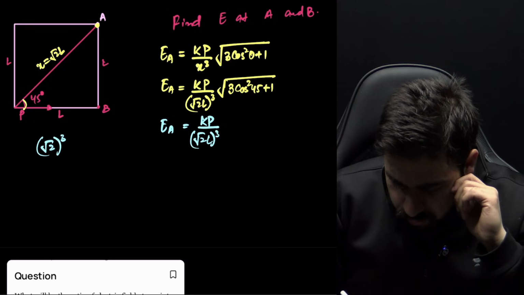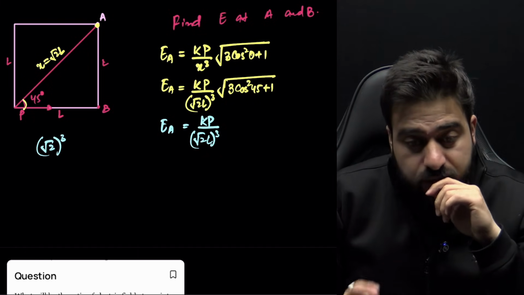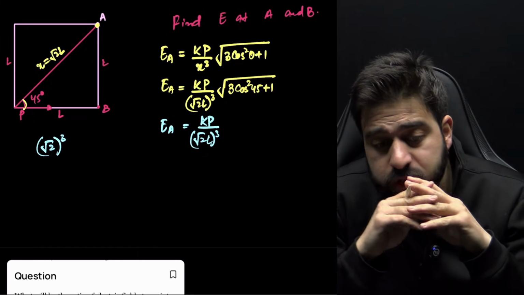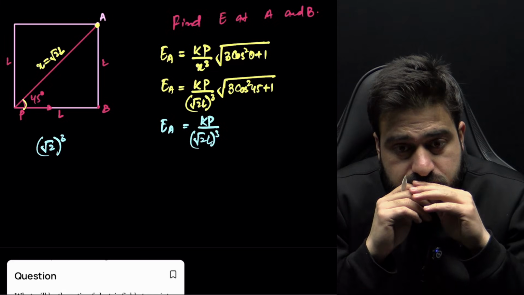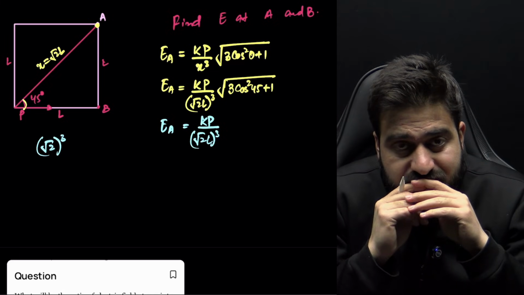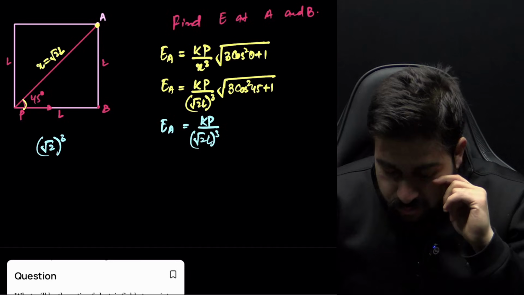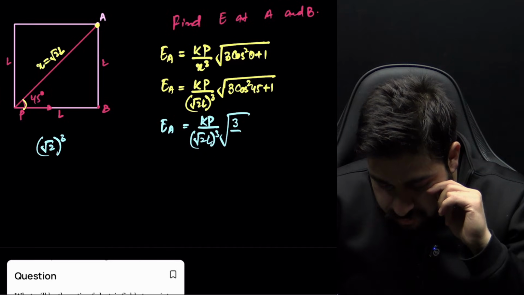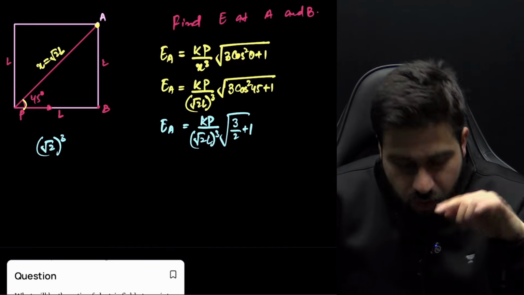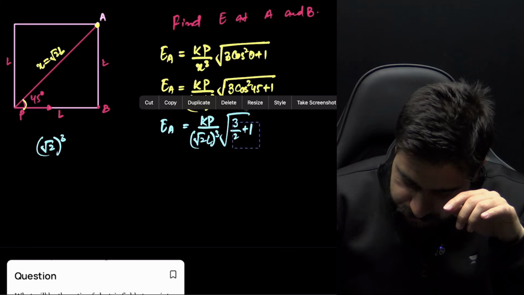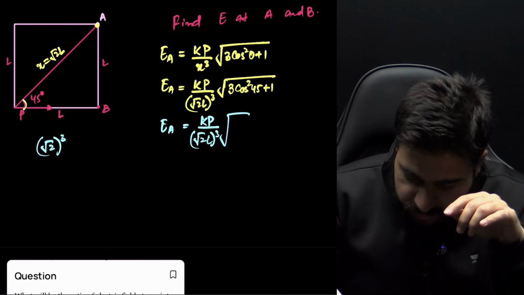Root 2 L whole cube. Then I would say under root of 3 cos square 45 plus 1. Cos 45 is 1 by root 2. So when you put the square, it will become 1 by 2. So it will become 3 by 2. So 3 divided by 2 plus 1, overall it will become 5 by 2.